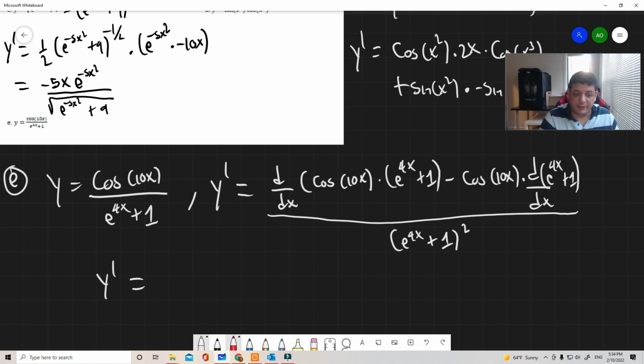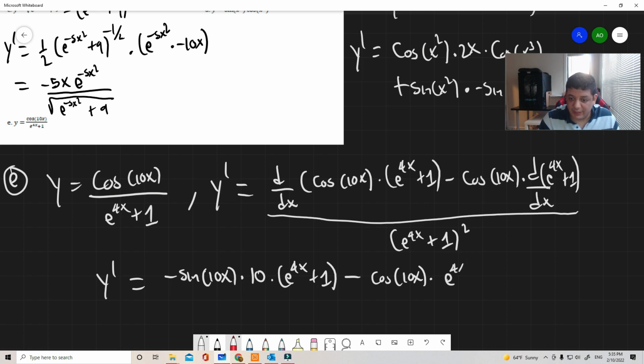At that point, the quotient rule is stated, and the only thing left to do is to take the derivative. So the derivative of this is minus sine of 10x times the derivative of the function inside, which is 10, times e to the 4x plus 1 minus cosine of 10x, and then the derivative of this. In this case, we have e to the 4x, so the derivative of that is e to the 4x again, times the derivative of 4x, which is the function inside. The derivative of that is 4. The 1 has a 0 derivative, so we're done at this point.